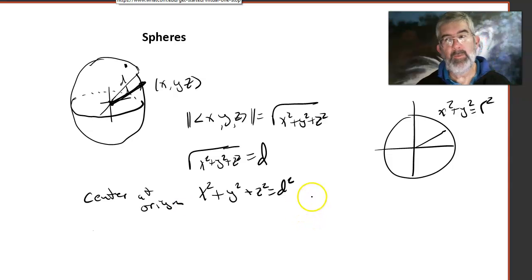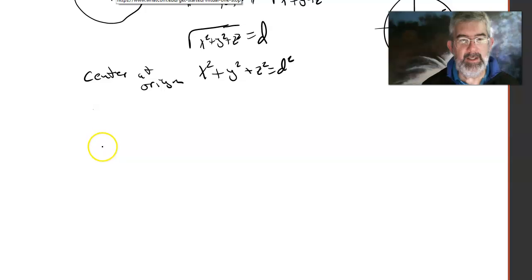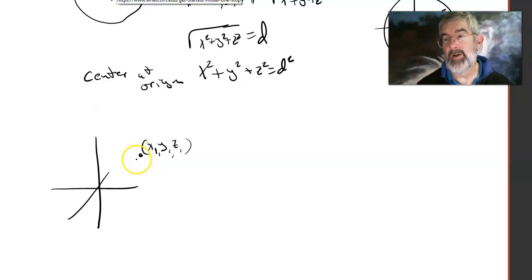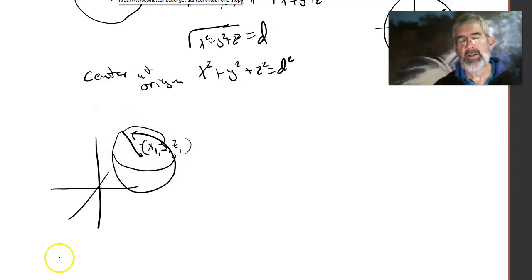But if the center is somewhere else, then the equation is going to look a little different. So let's say now that I've got some point out here in space, x1, y1, z1, and I want all the points a given distance away from that. Let's call that distance r this time, the radius r. And so I'm going to have this sphere centered at that other point out there.